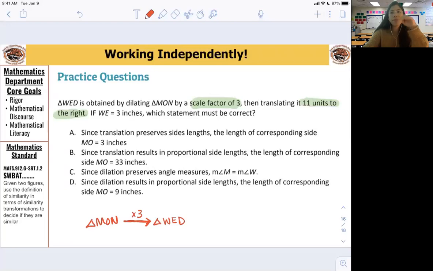All righty. So get your answers in if you haven't done so already. Get them in. 10, 9, 8, 7, 6, 5, 4, 3, 2, 1.